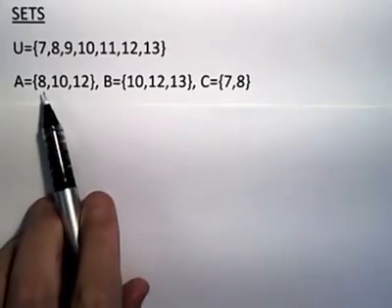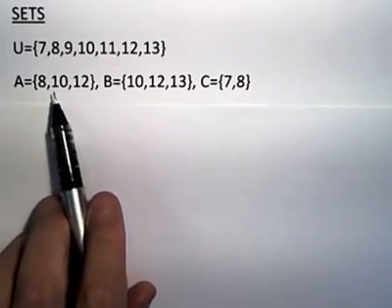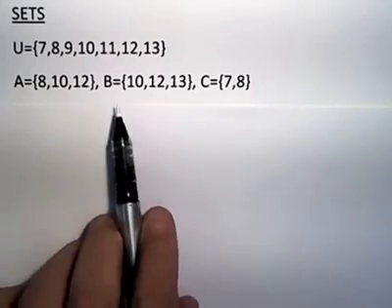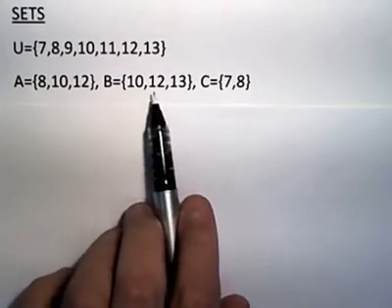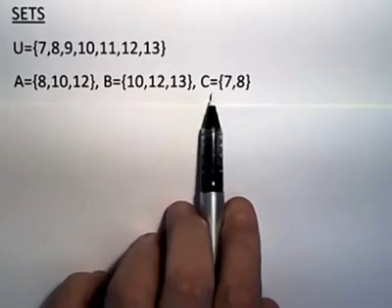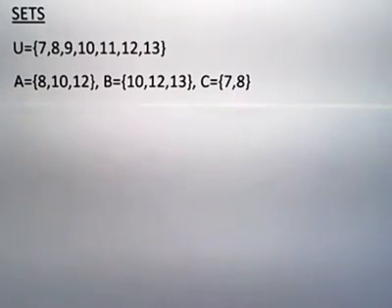Set A consists of the elements 8, 10, and 12. The set B consists of the elements 10, 12, and 13, and the set C consists of the elements 7 and 8. First question, what is A union B?